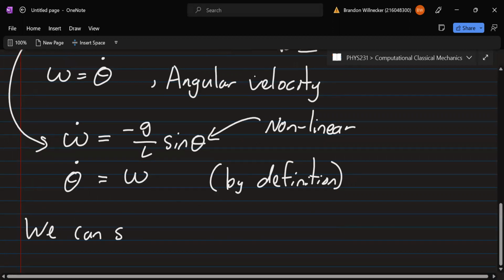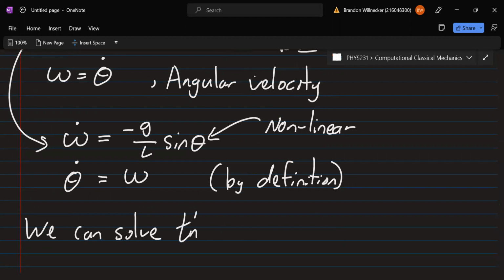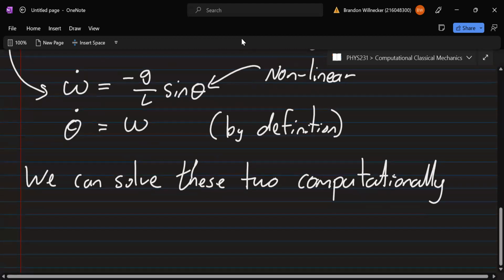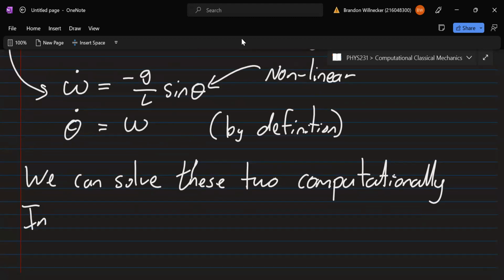So we can solve these two computationally. It's exactly the same as solving a single differential equation, but now we just have two of them. So let's set up a quick program that can solve these. We need some initial conditions, just as an example.